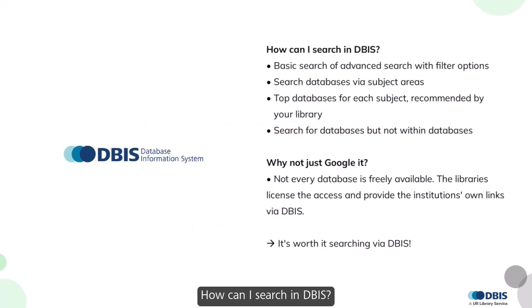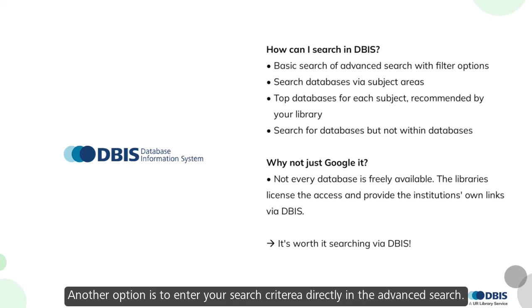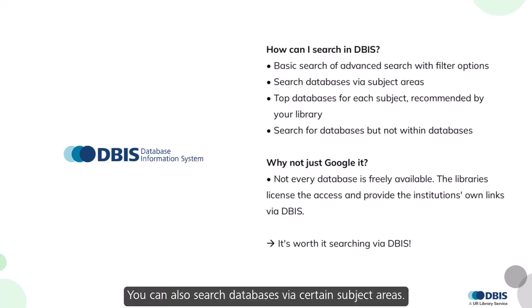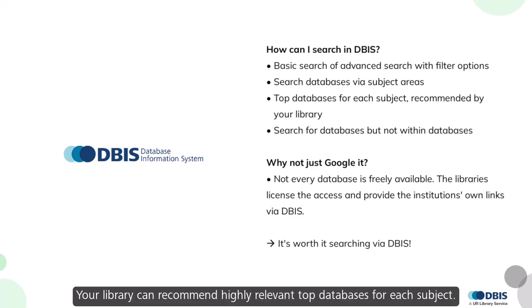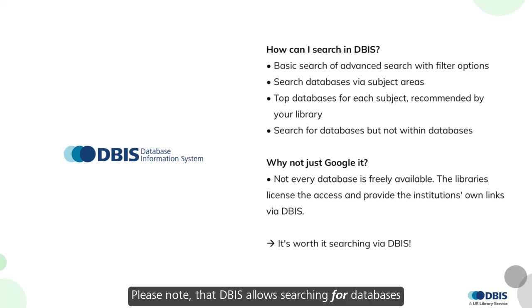How can I search in DBIS? You can use the basic search slot and use filters if necessary to narrow down your results. Another option is to enter your search criteria directly in the advanced search. You can also search databases via certain subject areas. Your library can recommend highly relevant top databases for each subject. Please note that DBIS allows searching for databases, but not a search within databases.